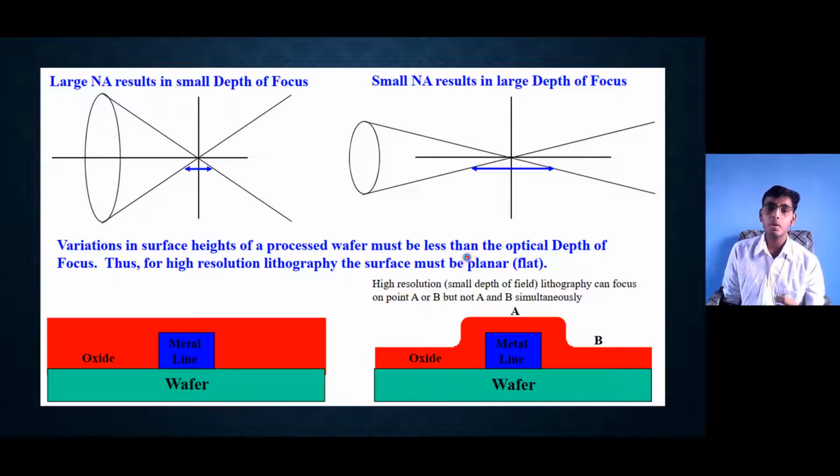So what is the depth of focus? As we can see here in the image, a high resolution or small depth of field lithography can focus only on point A or point B, but not on point A and point B simultaneously. That's the reason why we need the photoresist layer to be extremely flat. The variations in the surface heights of a processed wafer must be less than the optical depth of focus. Thus, for high resolution lithography, the surface must be planar. It must be flat in nature.